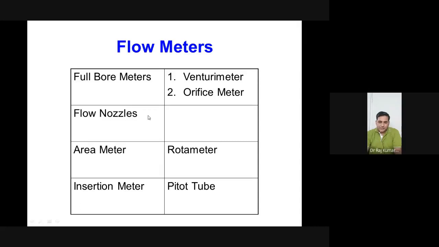So we will end this class here. Tomorrow we will try to do this in the flow meter part. Fine.